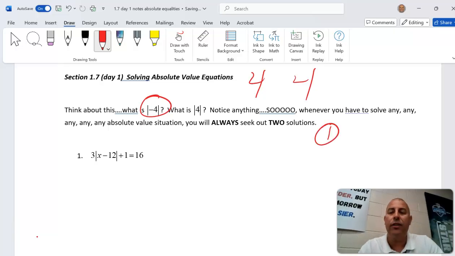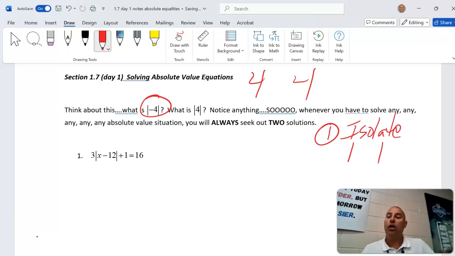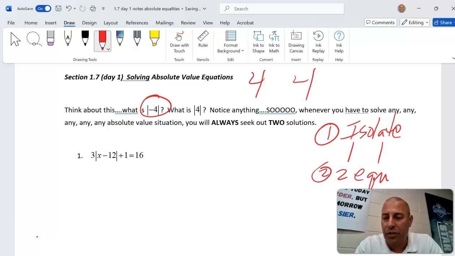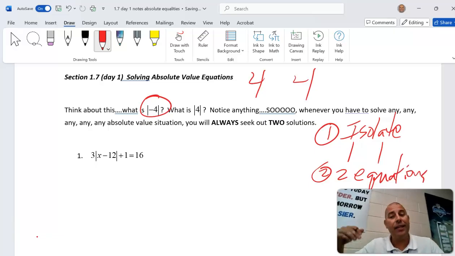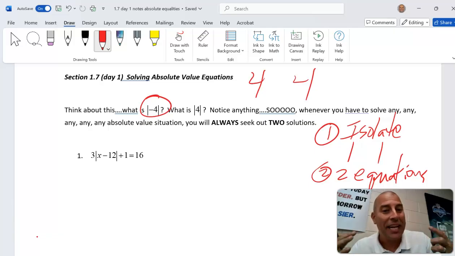Steps wise, here's what you've got to keep in mind. When you are solving absolute value equations, the first thing you've got to do is isolate those absolute value bars. You've got to get them all by itself. The other thing you've got to make sure you do is set up your two equations. Because remember, one of them can be positive and the other one can be negative. Because when you take the square root of a -4, you get 4. And you take the square root of 4, you also get 4.